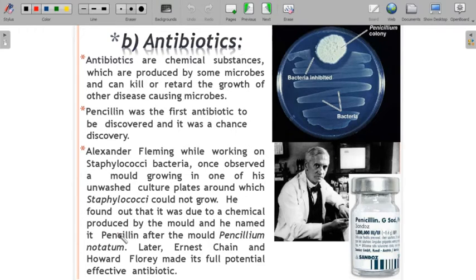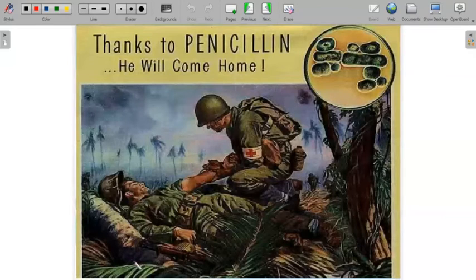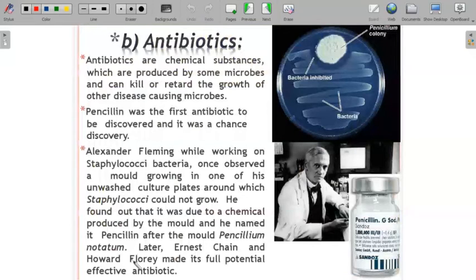But the fullest efficiency was brought by Ernest Chain and Howard Florey, and they all shared the Nobel Prize. So, what are the properties of an antibiotic? That is very important. Number one, an antibiotic should be broad spectrum, but here it is narrow spectrum because it was working against staphylococci. Generally, it should be broad spectrum. It should have the ability to act on various pathogenic microbes.